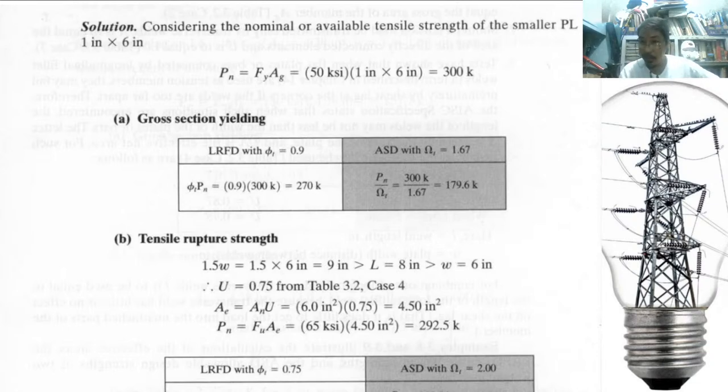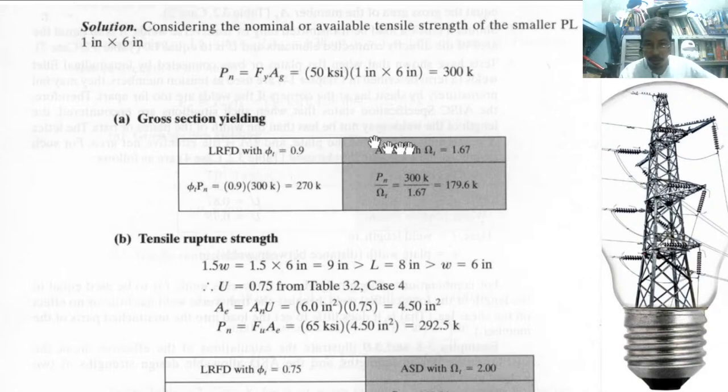Assuming the same material, the nominal tensile force is equal to yield strength times gross area. That is 50 ksi, and the gross area of 1 times 6 is 6, therefore 6 times 50 is 300 kips. Since phi for tension members is 0.9, 0.9 times 300 is 270 kips. That is our gross section yielding strength.